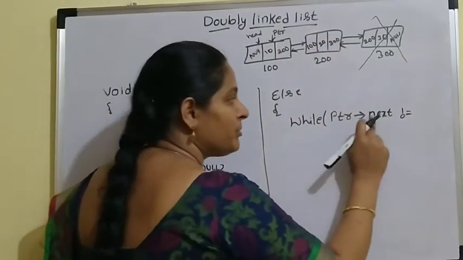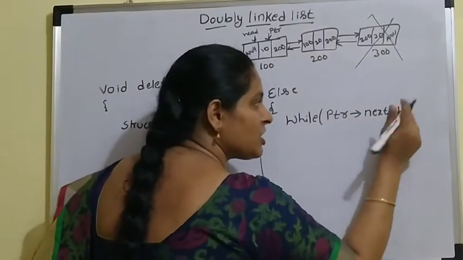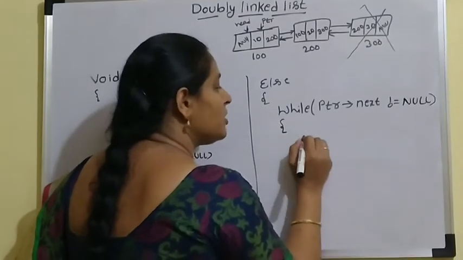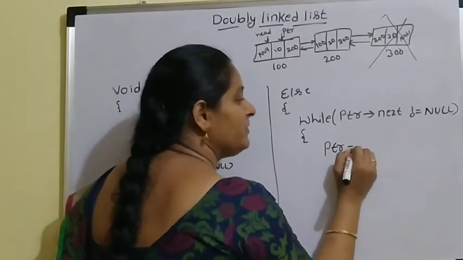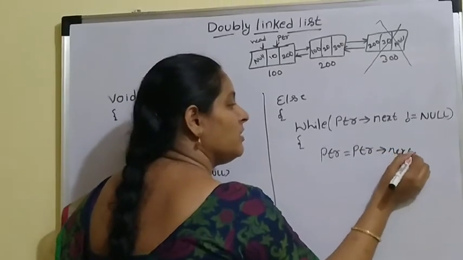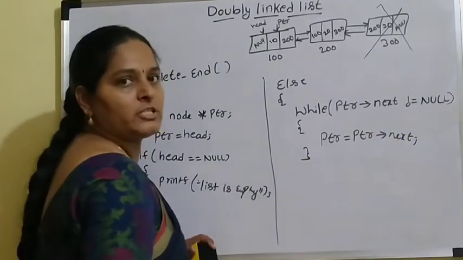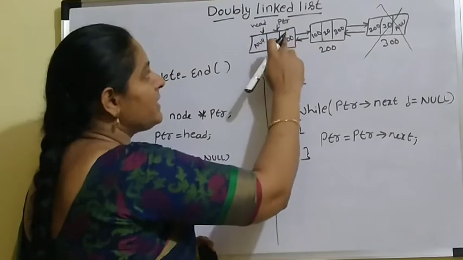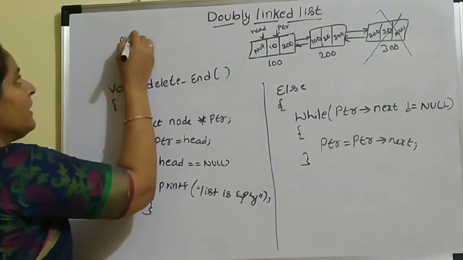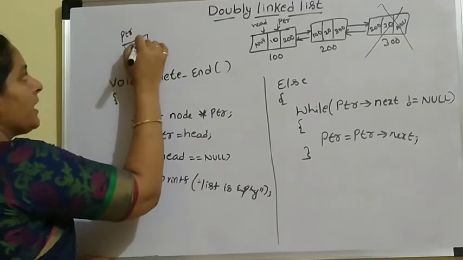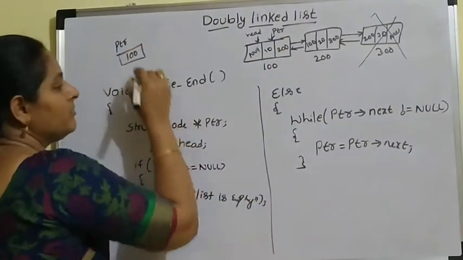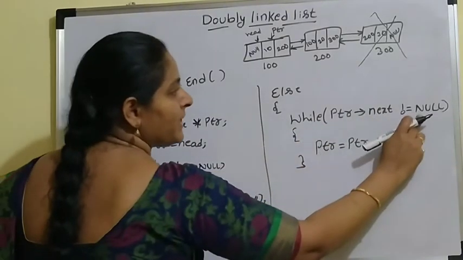Suppose some node PTR next part is not null, then that is not the last node. If that is not the last node, move to the next position. PTR equal to PTR next. See, here PTR next. What is PTR next? Initially PTR is pointing to 100. Now what is PTR next? 200. So 200 is not matched with null.